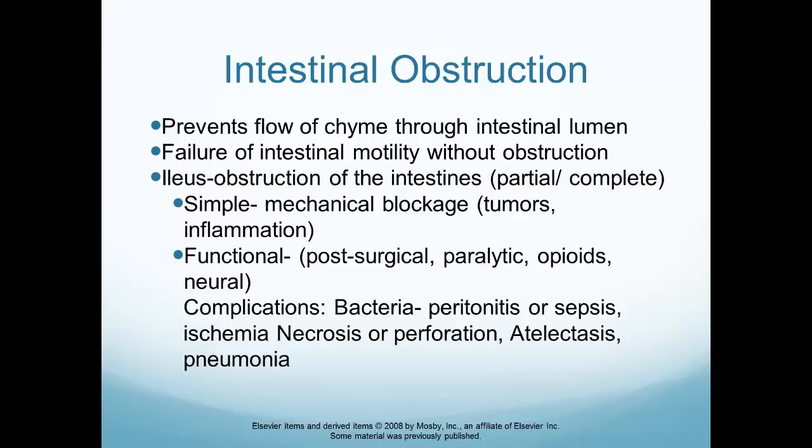We usually classify them as being either partial or complete, simple or strangulated. So a simple type is just a mechanical blockage where we're just blocking the intestine, and it's fairly easy to overcome. A complete type of obstruction means there's no flow past that obstruction. Partial means there's some flow past that obstruction. A complete obstruction or a strangulated type of obstruction are going to be situations where we probably need to take the patient to the OR to correct.